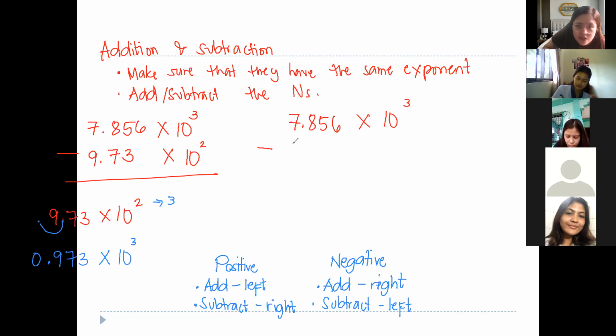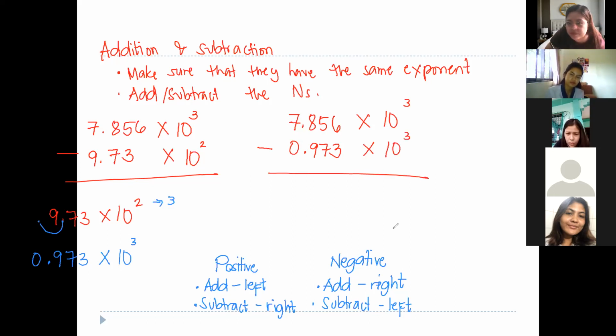This is minus. So 0.973 times 10 raised to the power of 3. So pag i-minus nato, just copy this. And then mag-minus na ta. 6 minus 3 is 3. 5 minus 7, that cannot be. So let's borrow here. This becomes now as 7. And then we have 15. So 15 minus 7 is 8.